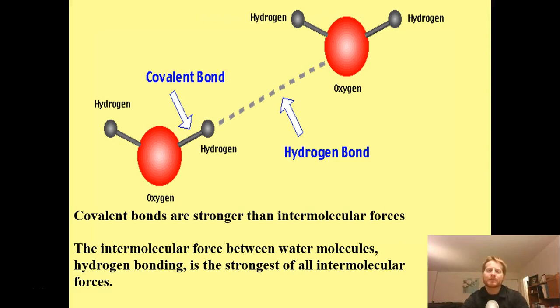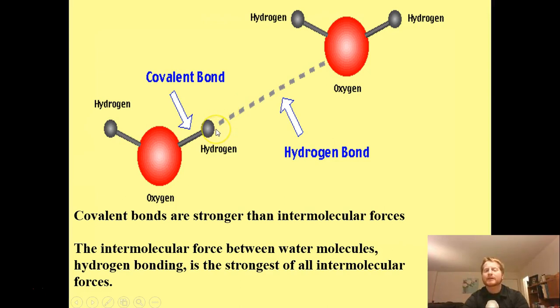So first we have to talk about the bond between the hydrogen and the oxygen. We've said in the past that the bond between the hydrogen and oxygen is a polar covalent bond. Something very different is something called an intermolecular force. That's represented by the dashed line here. An intermolecular force occurs between different molecules.